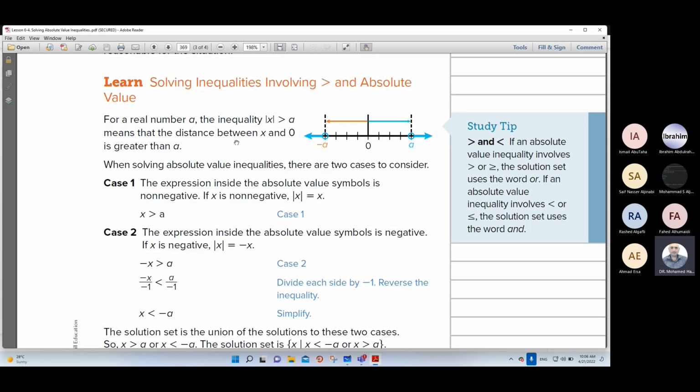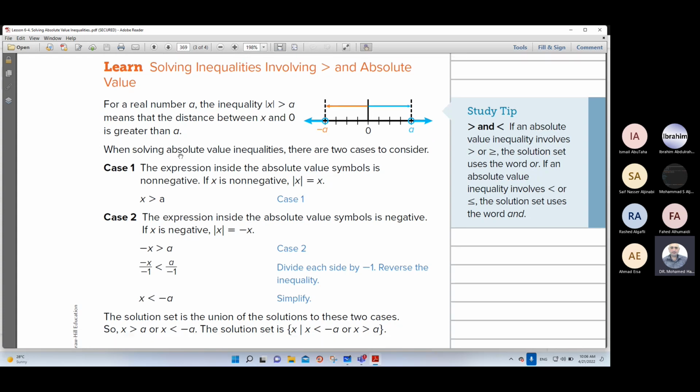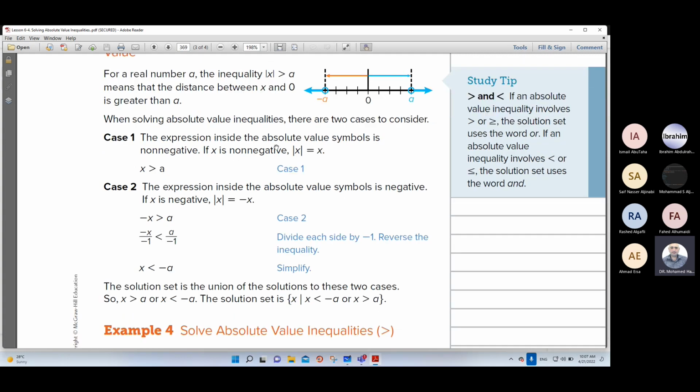So |x| > a means that the distance between x and a is greater than a. When solving absolute value inequalities, there are two cases to consider. Case 1: the expression inside the absolute value symbol is non-negative. If x is non-negative, the absolute value of x equals x, meaning take the same value, so it will be x greater than a.